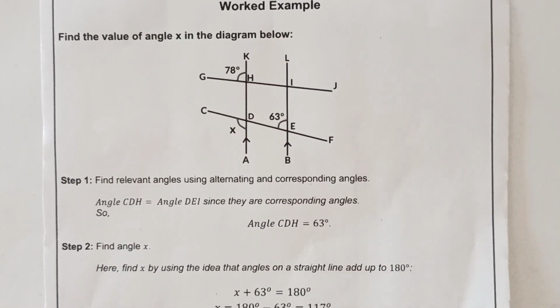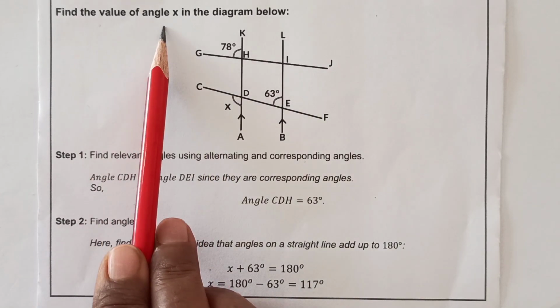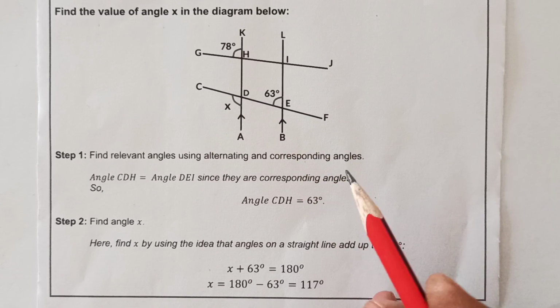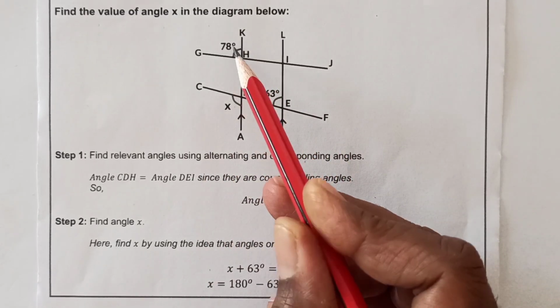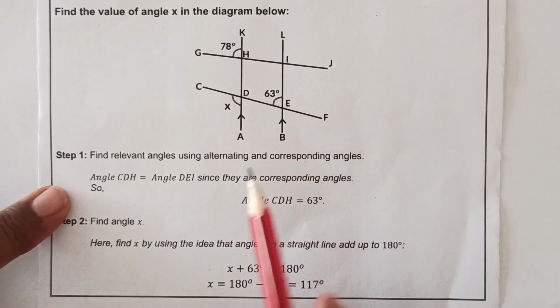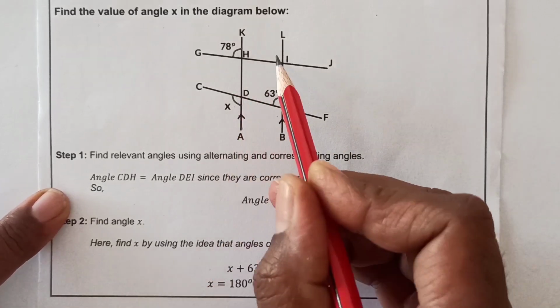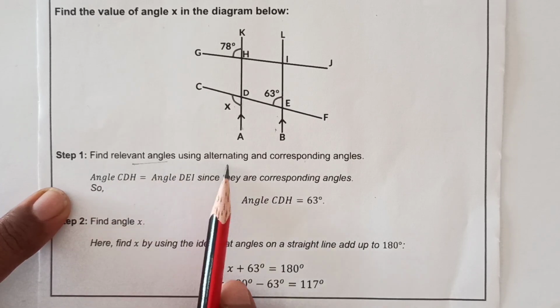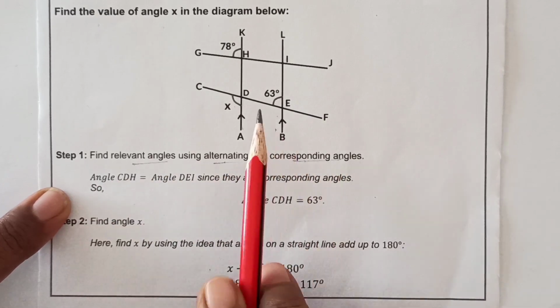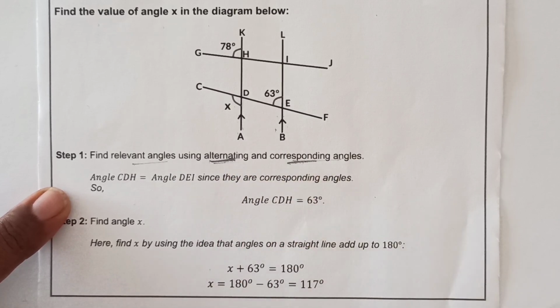Now this question we have here, this is an example that I have done for you. Find the value of angle x in the diagram. Where is x? x is here, right? So again we are given these angles, 63 and 78. So we will start from there. Do we have any parallel lines here? Yes, you see these arrows. So this line and this line are parallel. So with that we will find the relevant angle using alternating and corresponding angles. Whenever you see parallel lines, you always need to find alternate and corresponding angles.